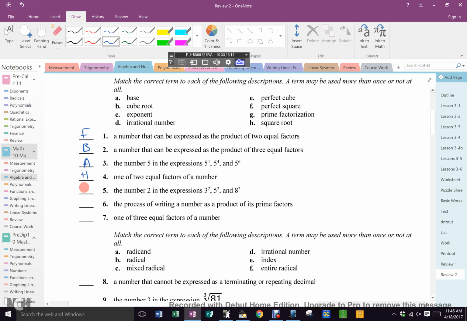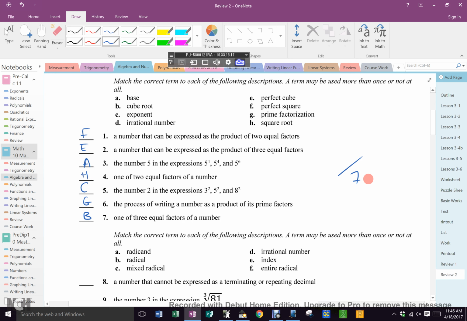Sorry. 5. C. 6. G. And 7. Same thing. 2 is E. And 7 is B. The root is the single factor. Okay? 3 times 3 times 3 equals 27. 3 is the root. 27 is the cube. Okay? So F, E, A, H, C, G, B.